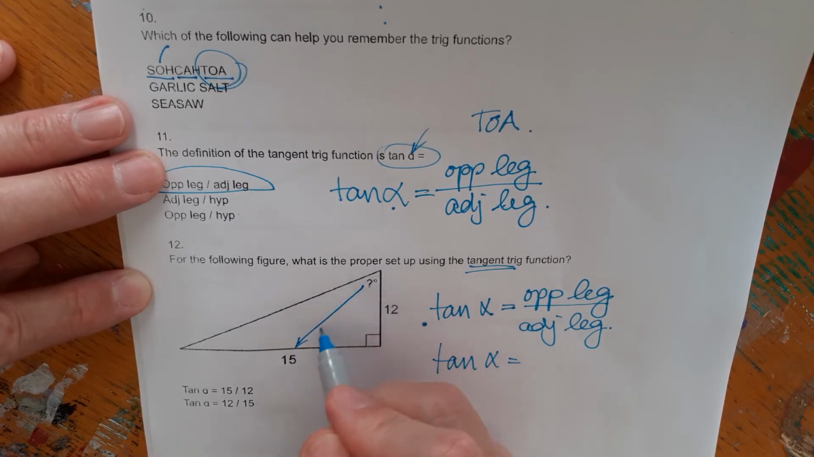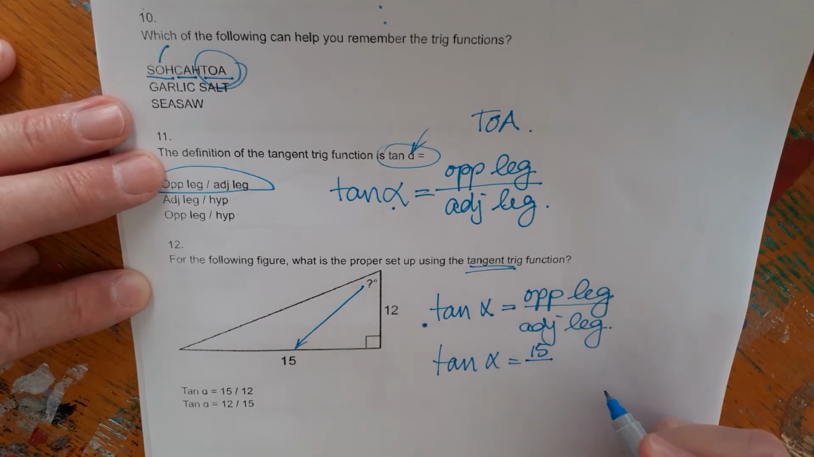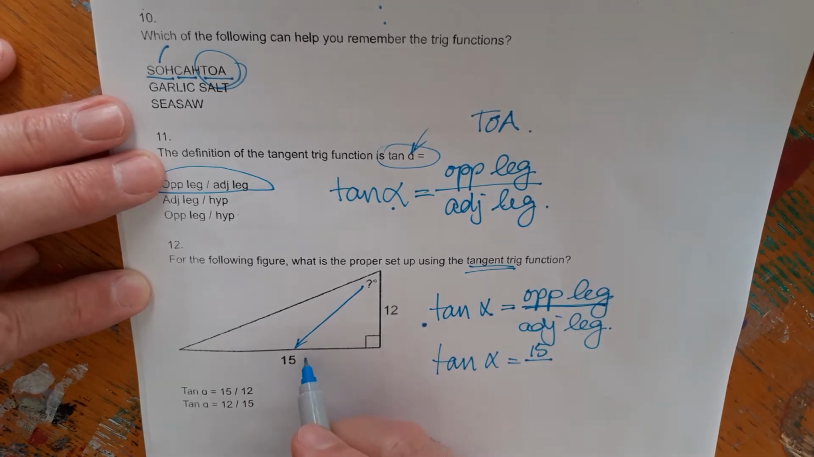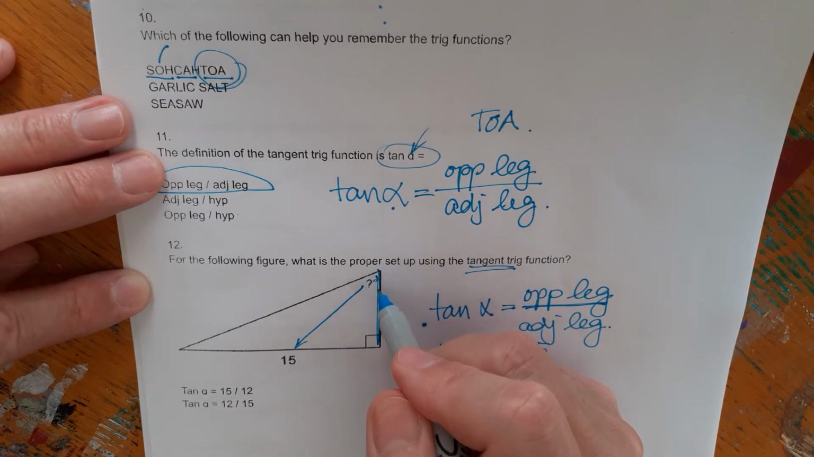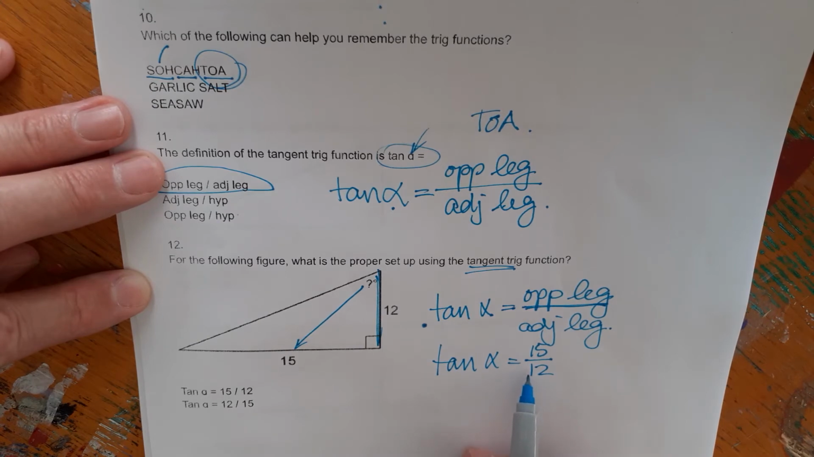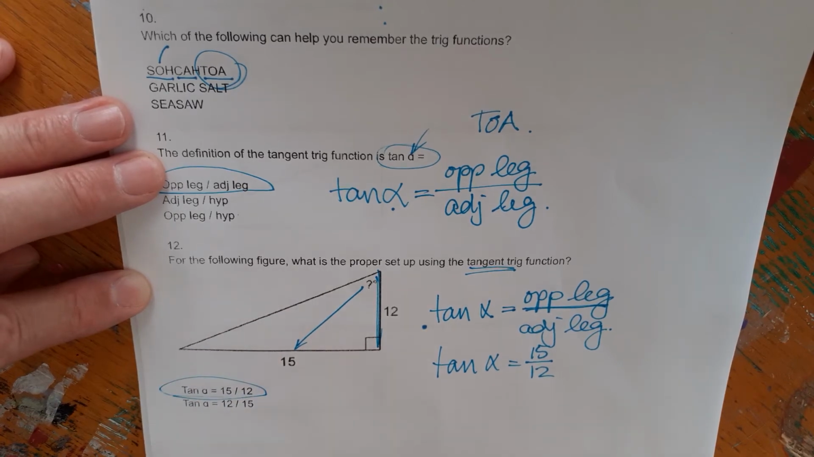This one is question mark, so we have tan alpha equals op leg, so come across from the reference angle, opposite or across. 15 is on top of the fraction, do a fraction bar, just like in the definition of tangent. And that's over the adj leg. This is a leg, and it's adjacent to the reference angle, 12. So this is the setup, and if I have time, I'm going to come back and plug this into my calculator. But tan alpha equals 15 over 12. That's my answer for the moment.